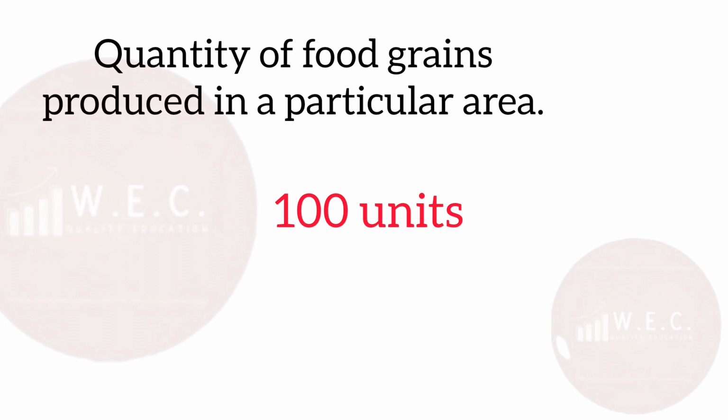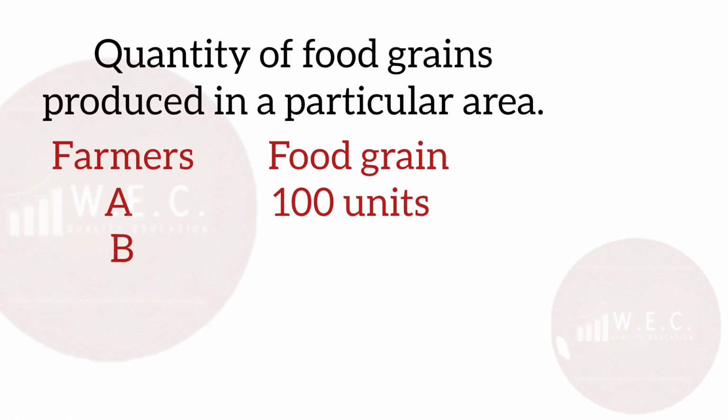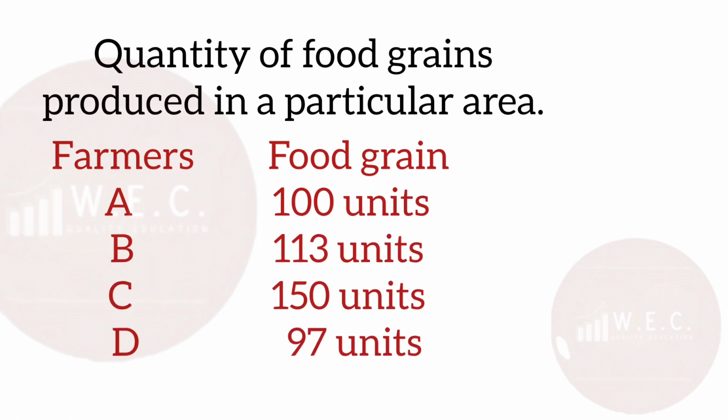So this 100 units is the data we collected from farmer A. Farmer B produces 113 units, C produces 150 units, and D produces 97 units. All these are data we collected directly from the farmers. Farmer A 100 units, B 113 units, C 150 units, and D 97 units. Total 460 units. That means 460 units is the total quantity of food grains produced in that particular area.